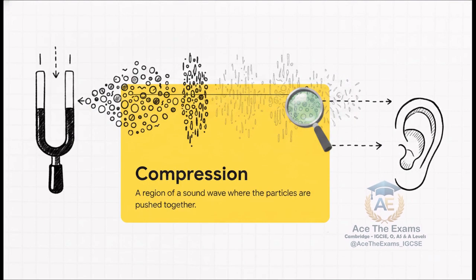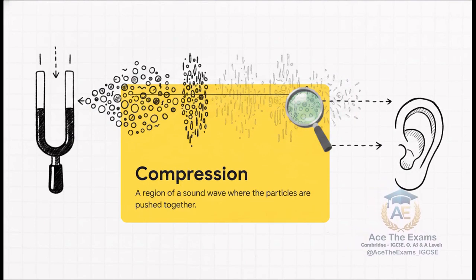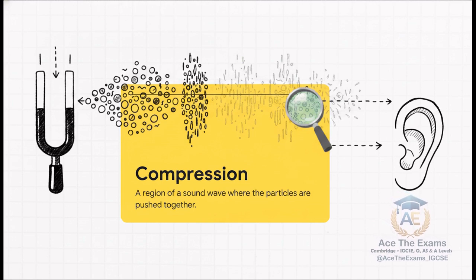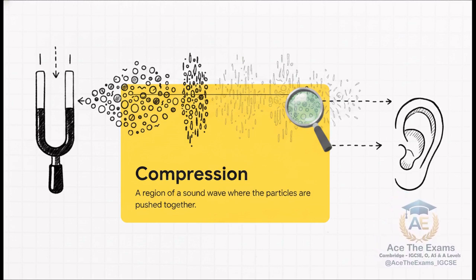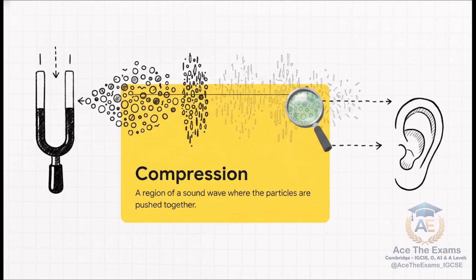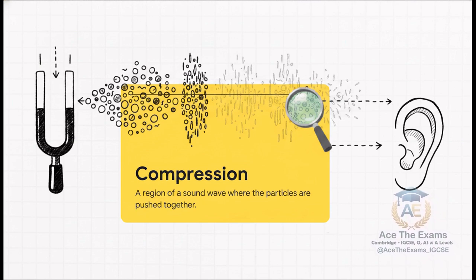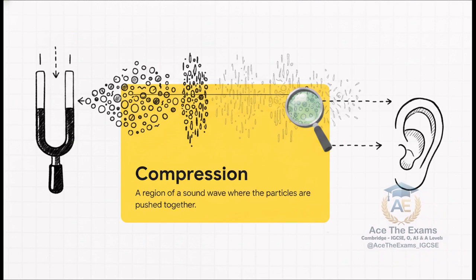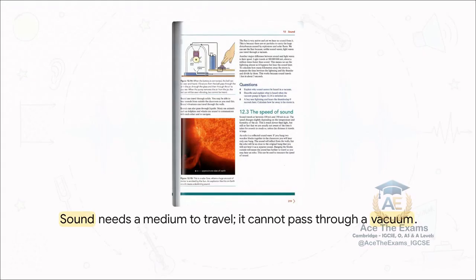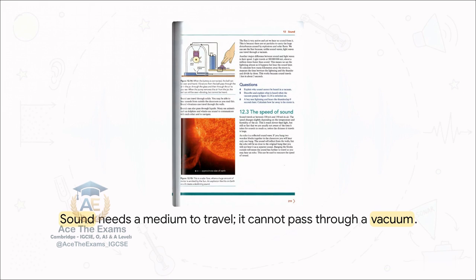That chain reaction sets up two very specific zones in the air. A compression is that dense region where particles are crammed tightly together. A rarefaction is the opposite, the less dense region where they're spread further apart. So the air itself isn't actually traveling from the fork to your ear. Instead, these alternating patterns just pass the vibration along, kind of like falling dominoes, creating what we call a longitudinal wave.